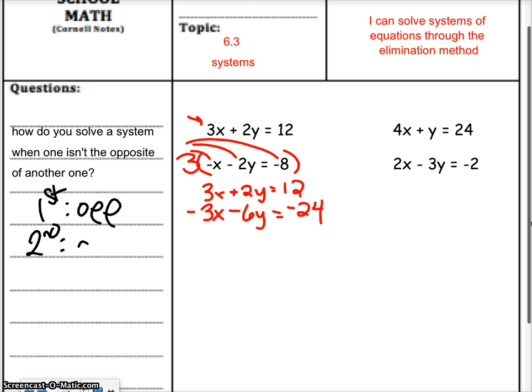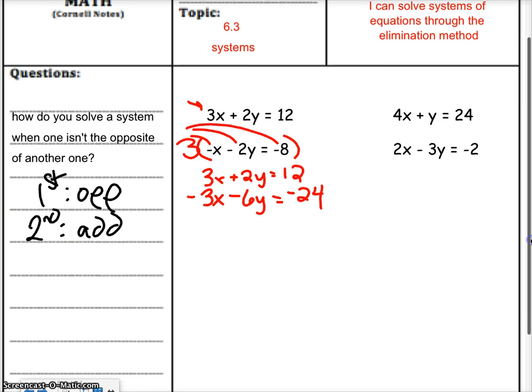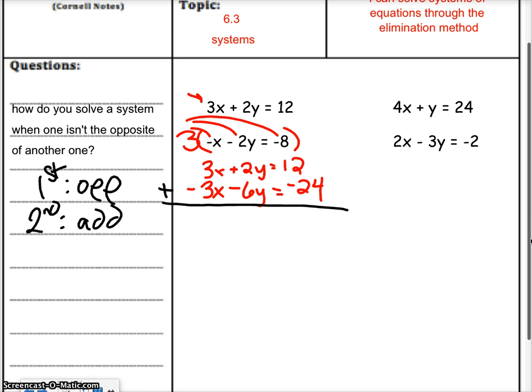Second, I'm going to add them now. Now that I made them opposite, I'm going to add. So I'm going to add these two equations. 3 plus -3 is what? 0. Cancel. 2 plus -6 is -4. 12 plus -24 is -12. So now I added. So third, I solve. Y equals 3.